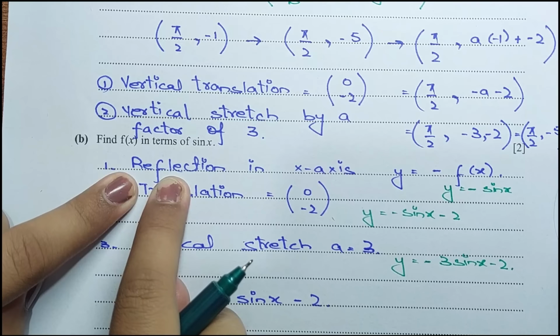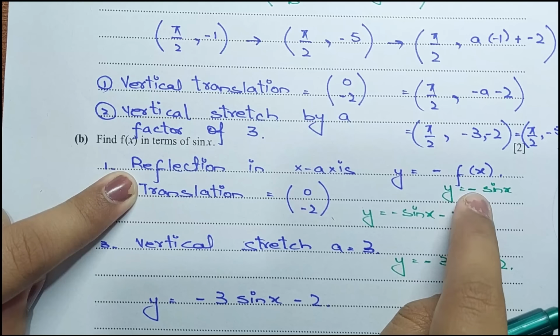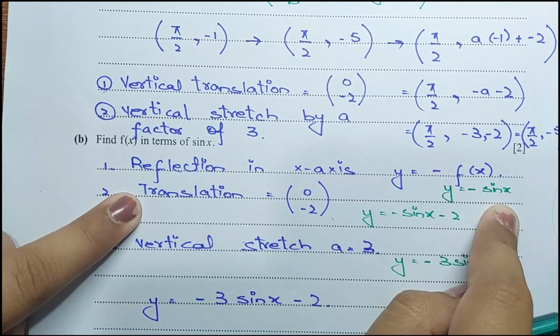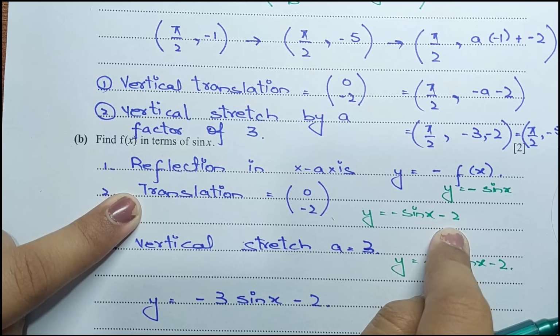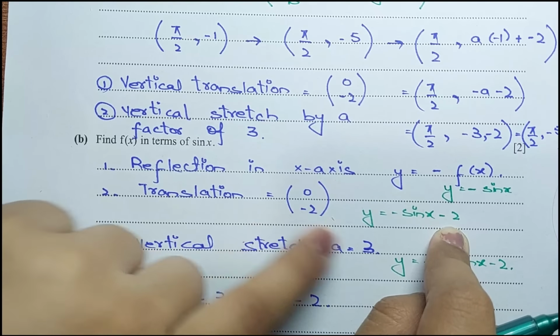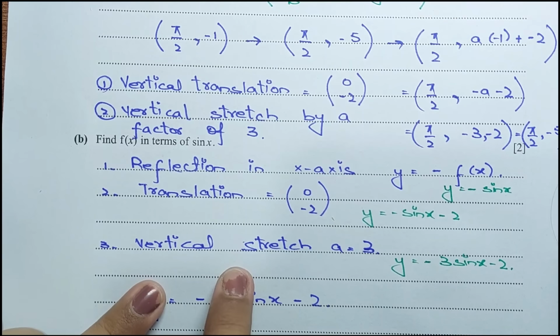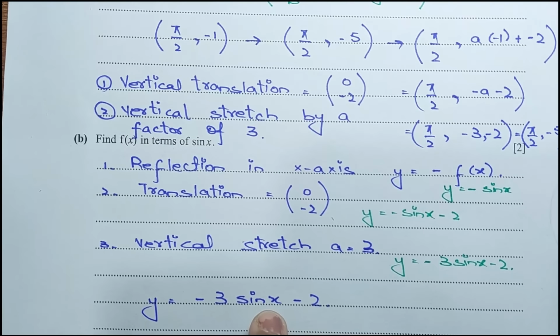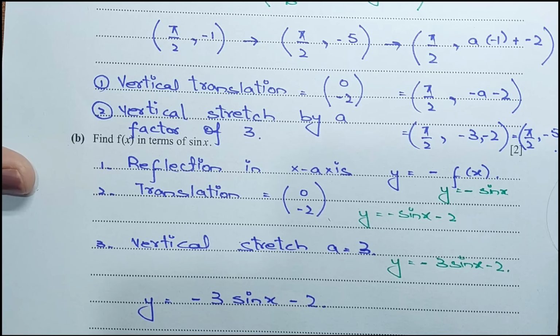First we have a reflection. The function is just put the negative sign with the whole function. Sine x becomes minus sine x. Then we have a translation, so add or subtract that vertical translation, so it is 2 units down, so it is negative 2. And for vertical stretch, we have to multiply the function with that factor, like it's a factor of 3, so 3 is multiplying. So that would be the equation of the function f of x.